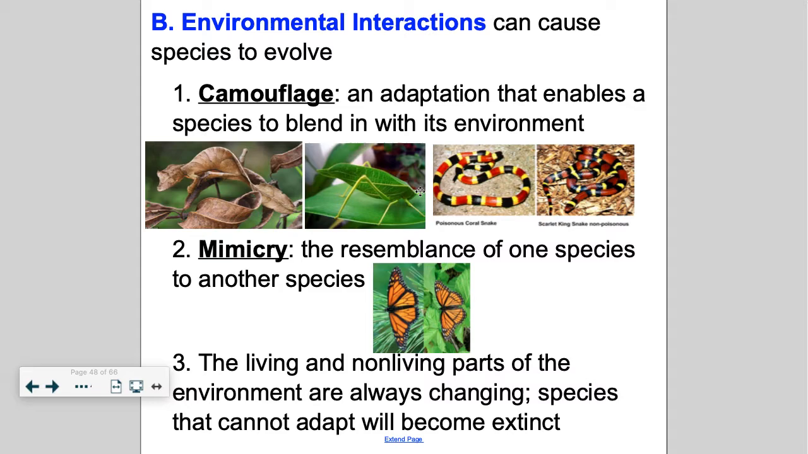Another example of environmental interactions is called mimicry. It is the resemblance of one species to another species. We do have some mimicry in Minnesota, specifically with the monarch butterflies and the viceroy. So I'm just going to wait a little bit so everyone gets the notes so I can zoom in on this picture.